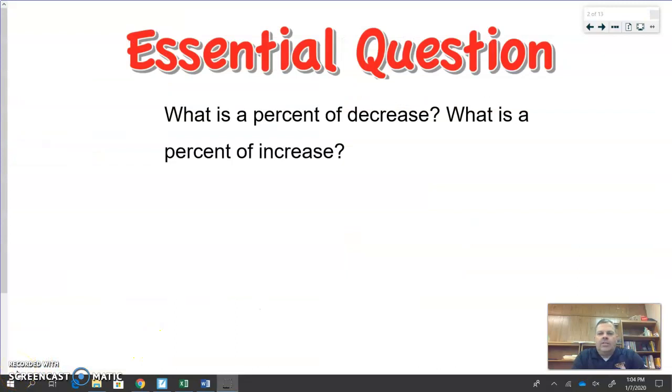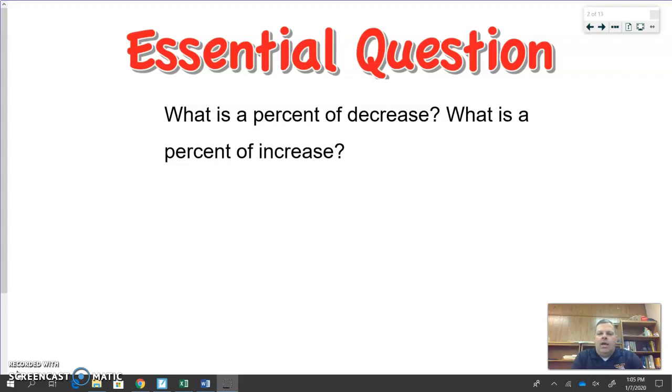Today we are looking at our essential question: what is a percent of decrease, and what is a percent of increase. You will notice on the boards on the side, I have a lot of things that will be available up until the test. Up front on the boards is the percent proportion that we've used: part over whole equals percent over 100, or is over of equals percent over 100. We also did the percent equation yesterday, which I have listed as well: part equals the percent in decimal or fraction form times the whole.